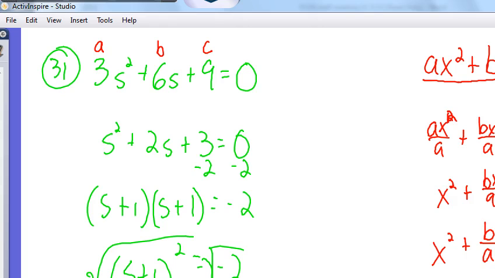On this side, if we'd like to add these fractions together, what do we do? Common denominator. And what's that common denominator going to be? Just a? Four. 4a squared. Can we multiply this by something to get 4a squared? 4a, right? 4 times a times a, 4a squared.